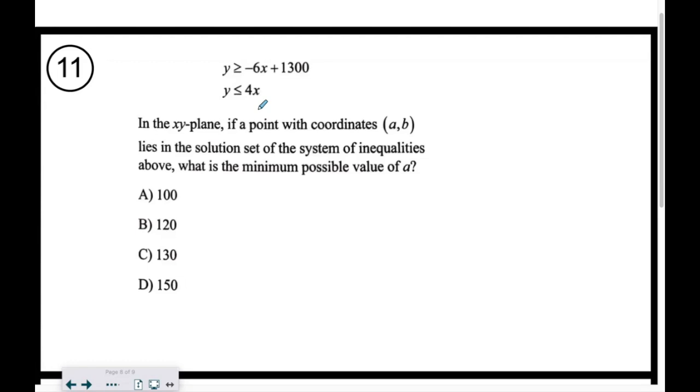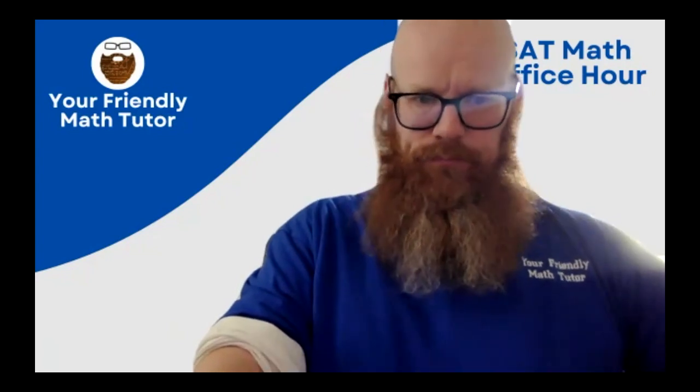So the way we do this with a system, and also what we're looking for, they do this too. They try to just mess with you by changing the letters around or using new letters. They're saying what's the minimum possible value of A? Well, A is in the position of X. So when we go to graph this, all we're looking for is what's the smallest value of X that we could have. So let's remember that when we go to Desmos.